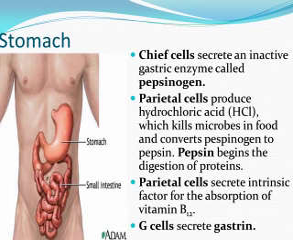Pepsin and hydrochloric acid begin protein digestion. Pepsin breaks proteins into smaller polypeptide fragments. Parietal cells of the stomach secrete hydrochloric acid and produce intrinsic factor, which aids in the absorption of vitamin B12.